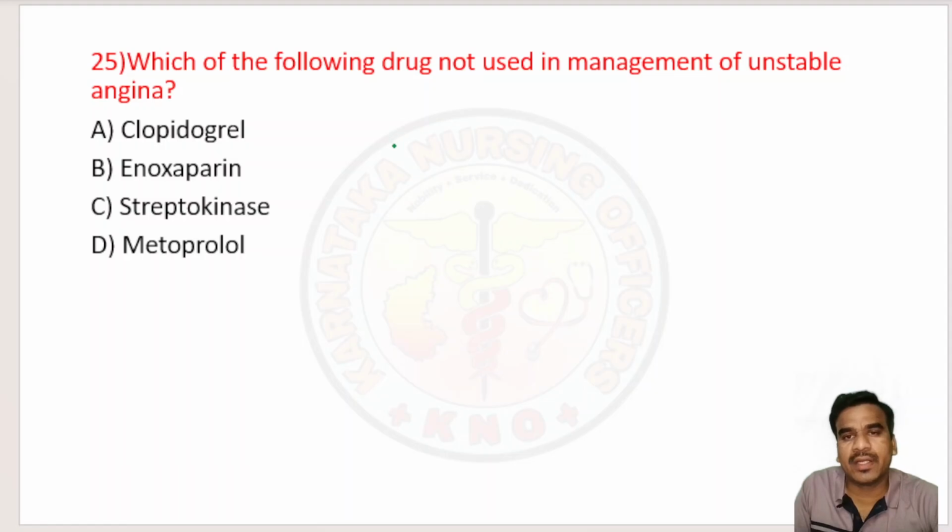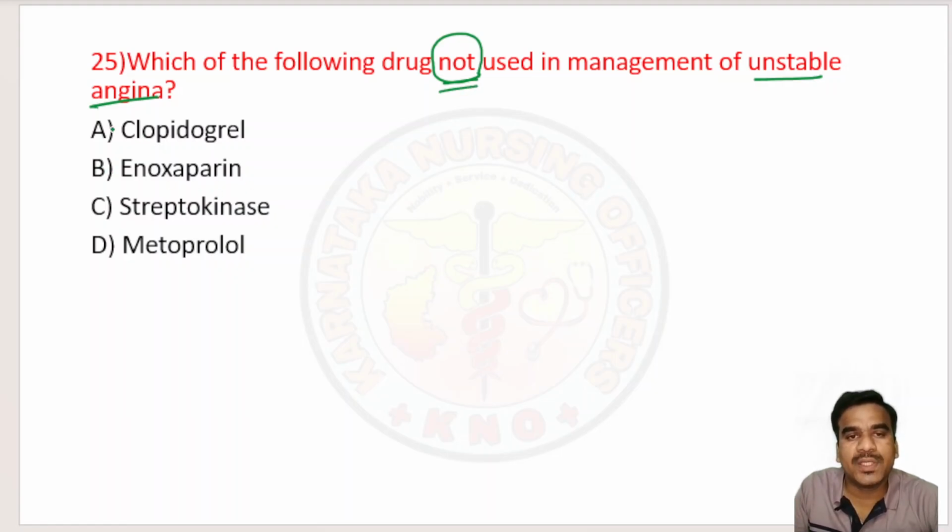Which of the following drugs is not used in the management of unstable angina? Okay, we have to differentiate stable and unstable angina. So which drug is not used? This is very important: not used. So we have to read the question very properly. Whenever you are attending a test or exam, you have to read the question 2 times.